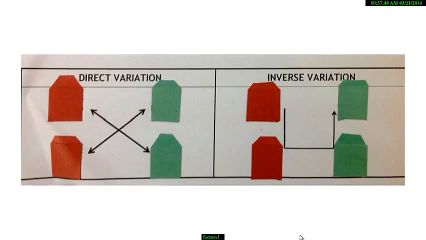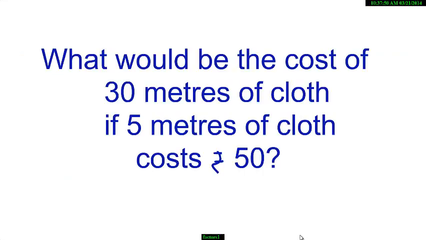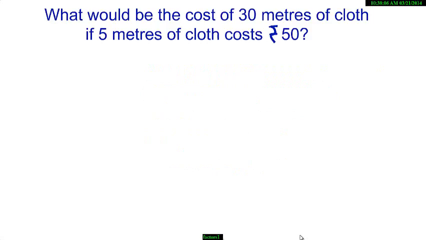Let us consider the following problem. What would be the cost of 30 meters of cloth if 5 meters of cloth costs rupees 50? Do you feel when the length of cloth increases, does the cost also increase? Yes, indeed. This situation follows direct variation. Cut your number strip and place it in the correct pocket of the direct variation grid.